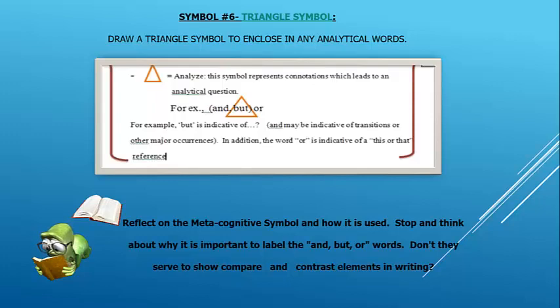For example, the word but is indicative of contrast, and may be indicative of transitions or other major occurrences. In addition, the word or is indicative of a this-or-that reference. And this is helpful, especially when you're thinking about comparing and contrasting one thing from the other.